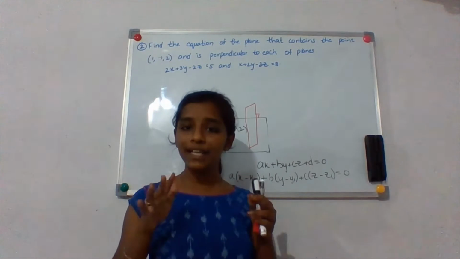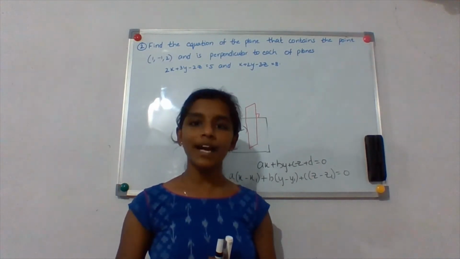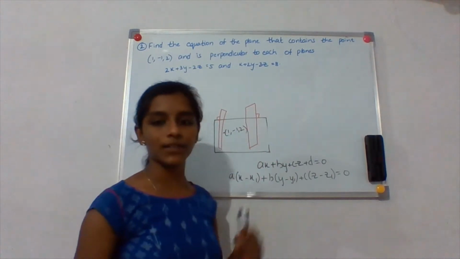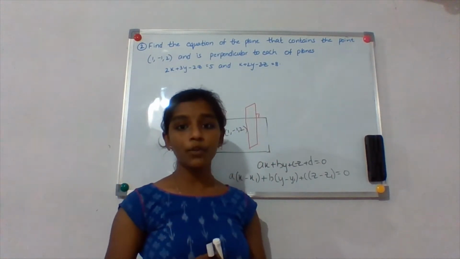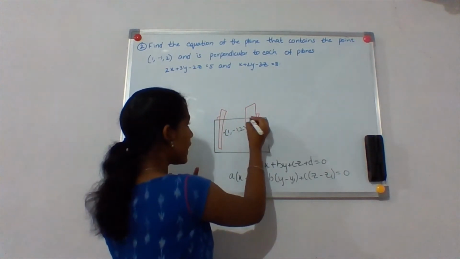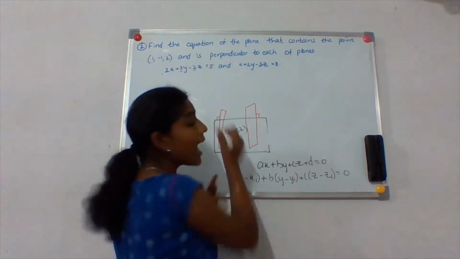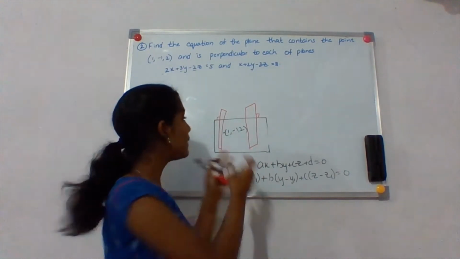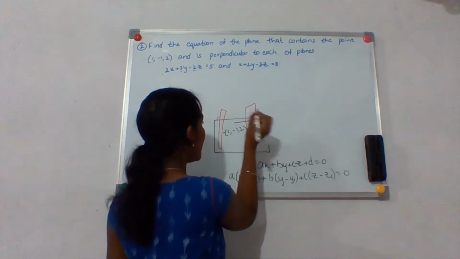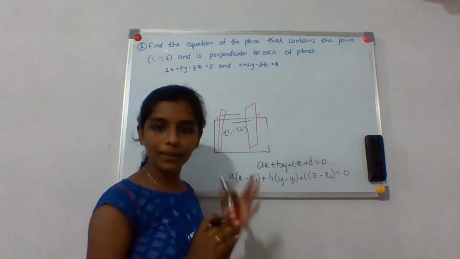So how do you find them? To find them, did he give you any information? Yeah, he did give them. He told that these two planes are perpendicular to this. So from this, what do you understand? You know that the coefficients of x, y, z are the DRs of the normal to these planes. Okay, so now I'll draw the normal to this plane and another normal to this plane. These are the normals to the planes.